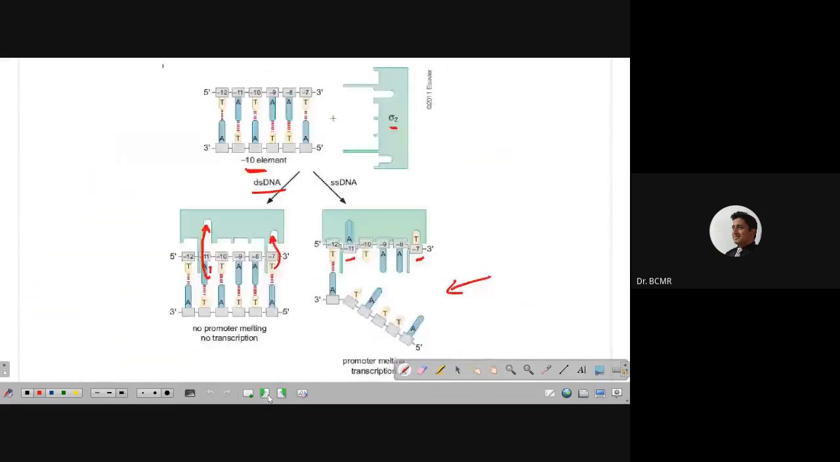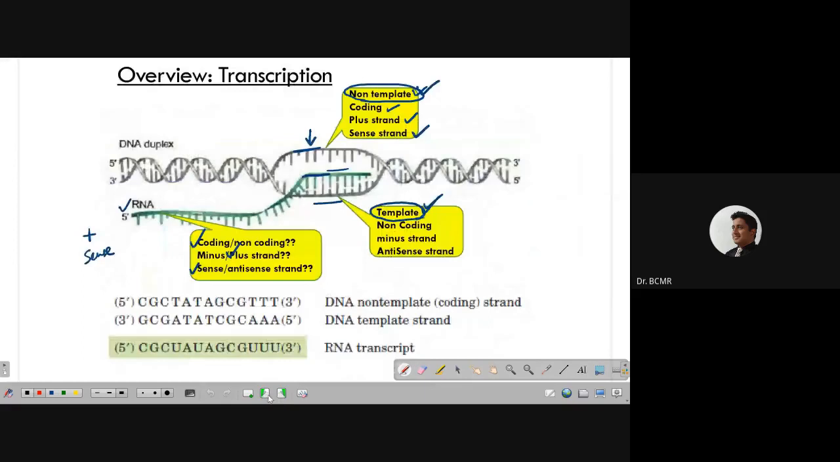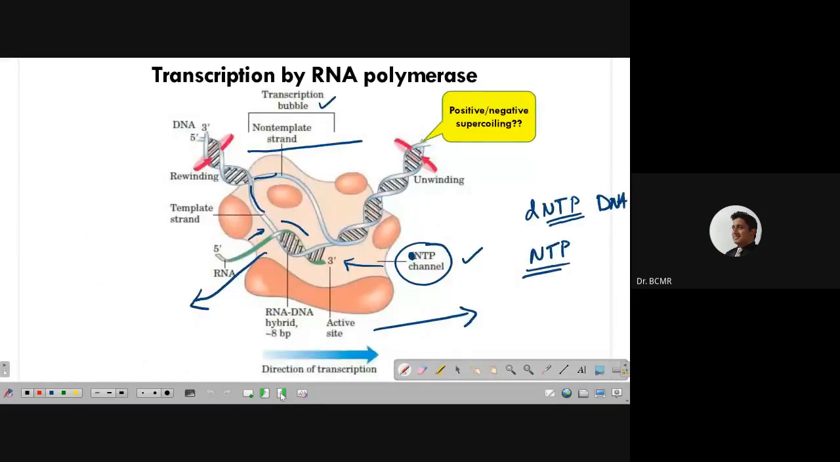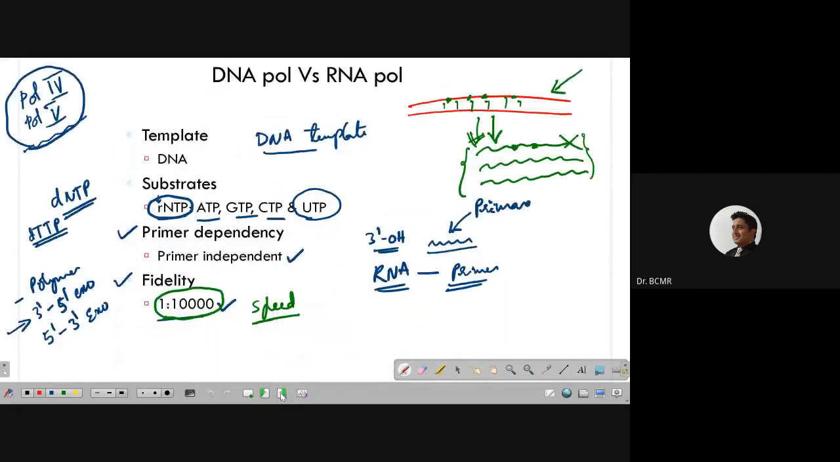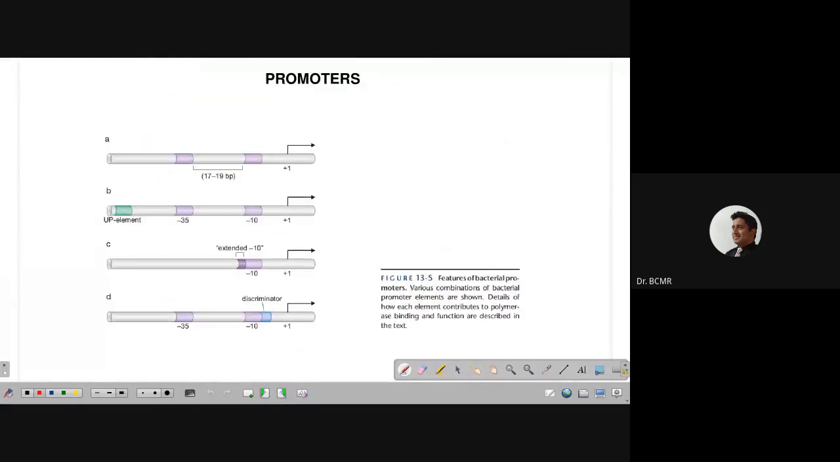In today's class, we have learned about the overview of transcription, and we have seen the RNA polymerase types. We have learned about the chemistry of RNA polymerization, and we have made comparisons between DNA polymerase and RNA polymerase, and we have learned about different types of promoters.